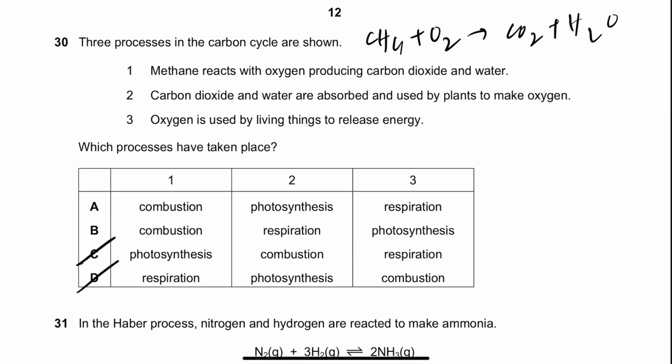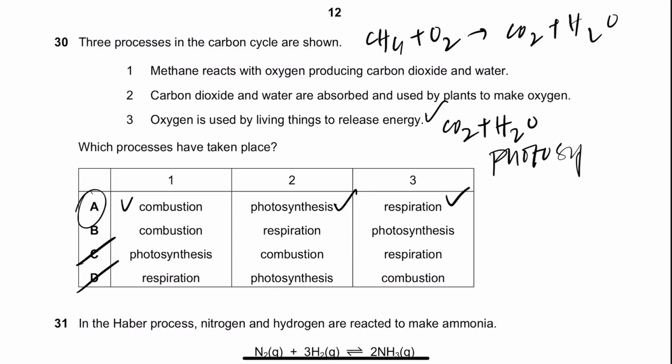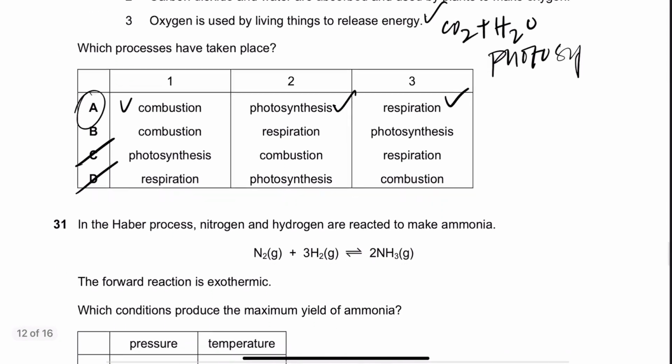So we can literally say C and D are wrong. Then part 2 says carbon dioxide and water are absorbed by plants. So obviously, if they are being absorbed by plants, it's known as photosynthesis, and oxygen is being released. I don't even have to see part 3 to say that A is my answer. Oxygen is used by living things to release energy, and that is known as respiration.